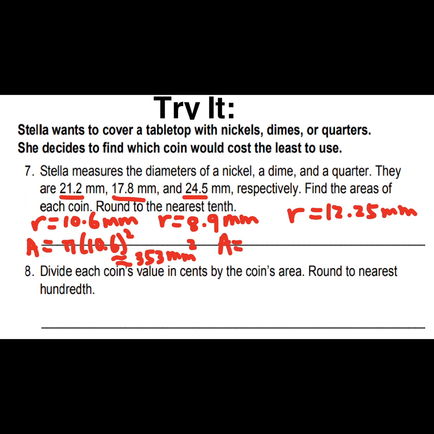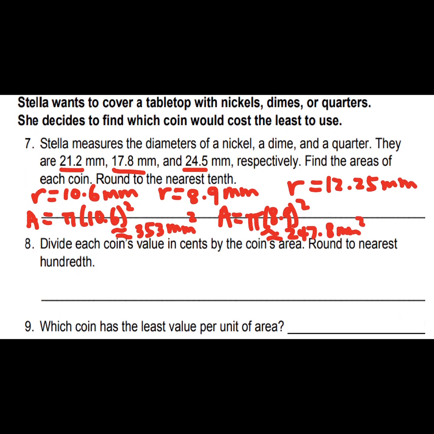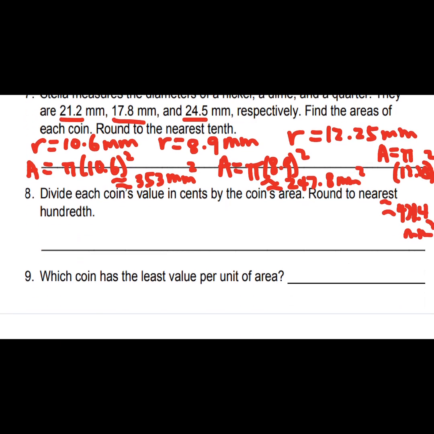For the second one, it's going to be pi times 8.9 squared. Multiplying it all together, you will have approximately 248.8 millimeters squared. And then the last one will be area is pi times 12.25 squared, which is approximately 471.4 millimeters squared. And that's the end of that problem.